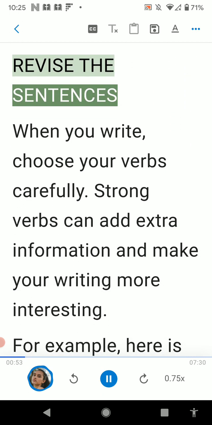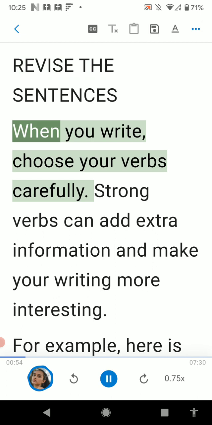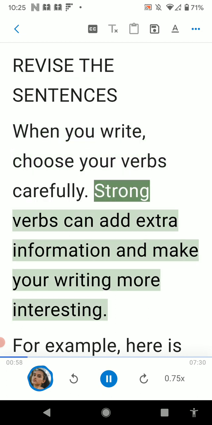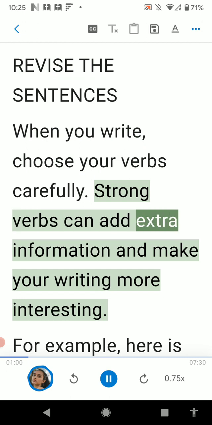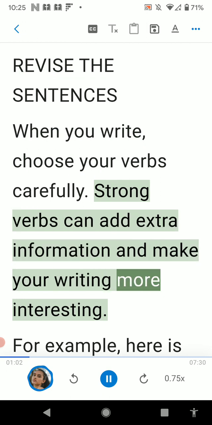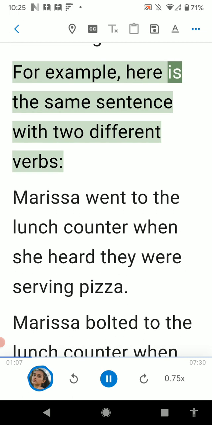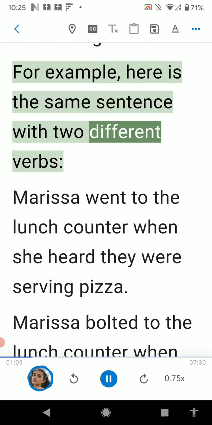Revise the sentences. When you write, choose your verbs carefully. Strong verbs can add extra information and make your writing more interesting. For example, here is the same sentence with two different verbs.